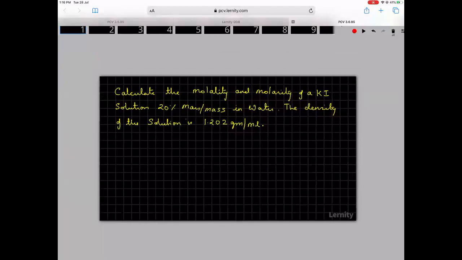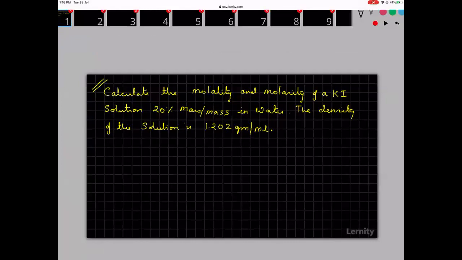Okay, here is a question. Let us begin with this question. Calculate the molality and molarity of a KI solution, potassium iodide solution, with 20% mass on mass in water. The density of the solution is given to you as 1.202 grams per ml.